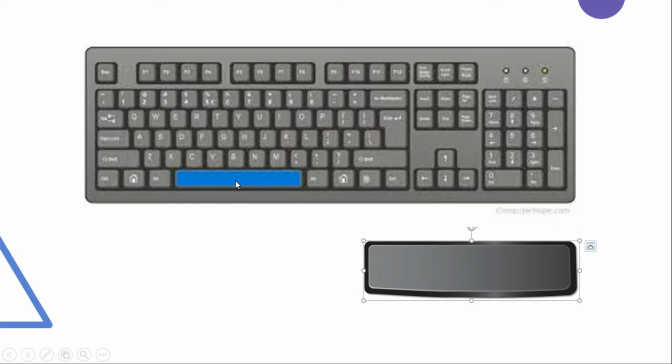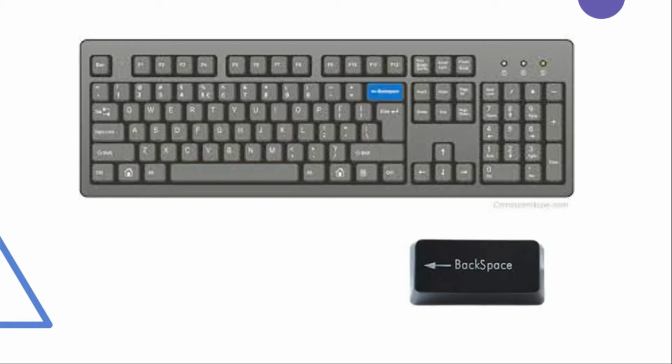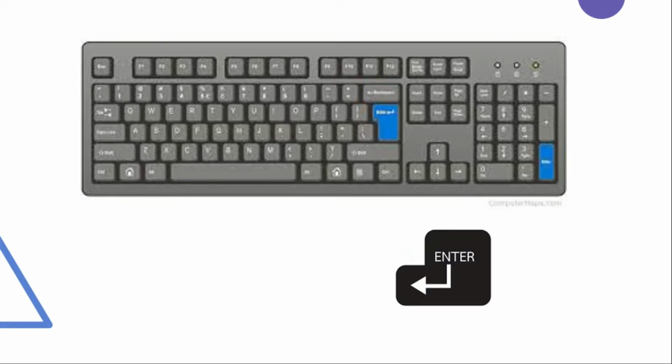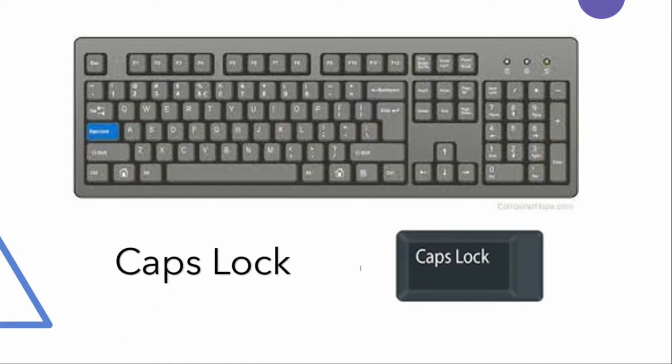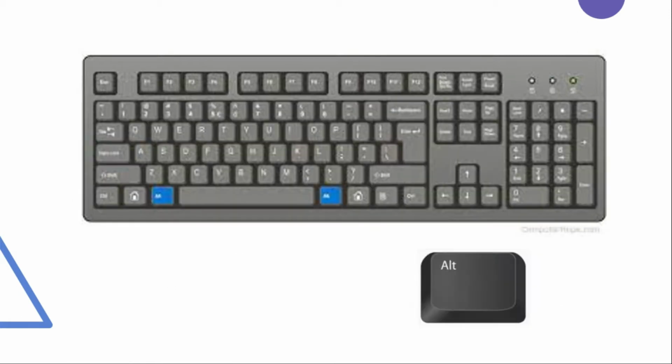The important key, we will use it to make a space between the letters. We call it the space bar. And this one, the backspace key, we will use it to delete when you go back. And this one, the enter key, we will use it to go to the next line. And this one, caps lock, we will use it to make a capital letter.